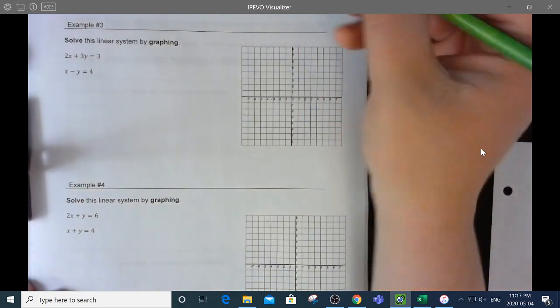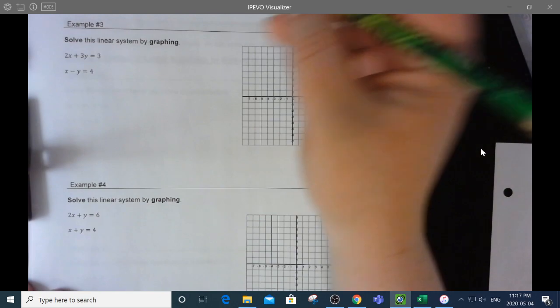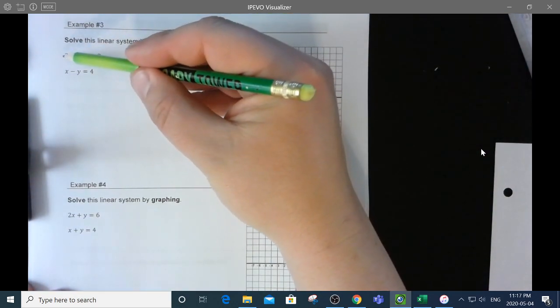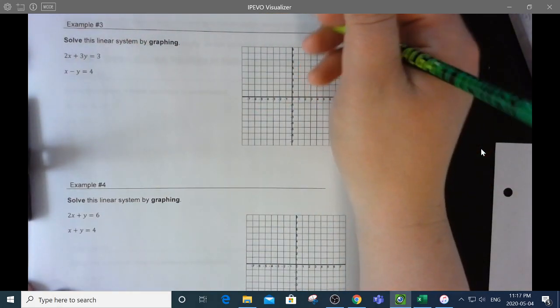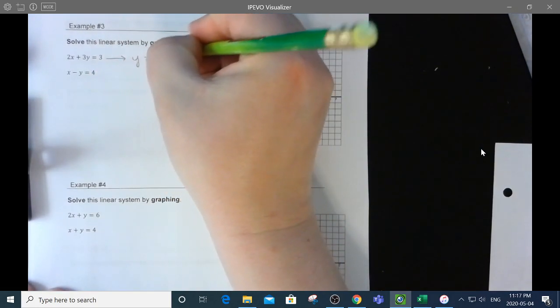All right, let's see. How do I want to graph this? Let me check the ways. Well, here's what I'm thinking. I'm going to use the y equals mx plus b method because I noticed right away 2 doesn't go into 3. So if I wanted to use the intercepts method, it'd be messy here. I'd be dealing with fractions. So for this one, I'm going to change it to y equals mx plus b.